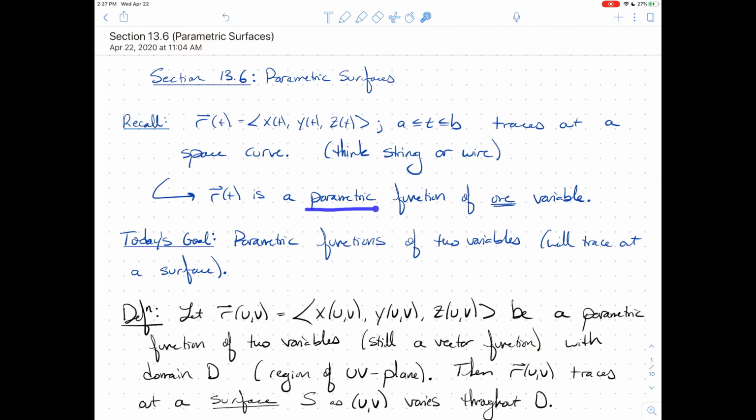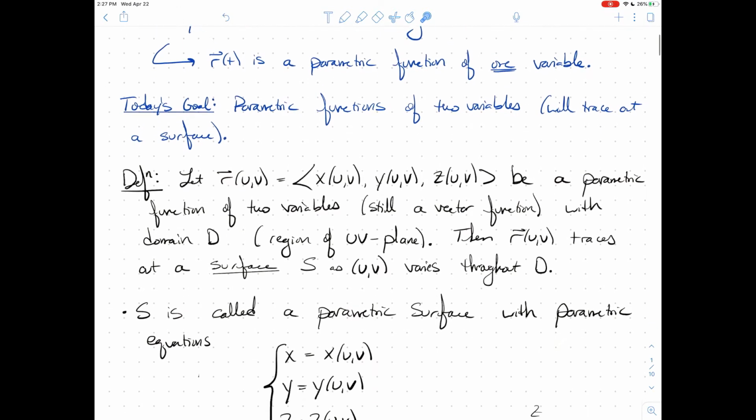And so, again, we've been looking at parametric functions of one variable. And so, well, being the budding mathematicians that you are, you can't help but be curious. What happens if we look at parametric functions of two variables? And of course, that's the goal for today. And I'll just tell you, parametric functions of two variables trace out surfaces, not just little pieces of string, space curves, but actual surfaces in space. And so let's look at the definition.